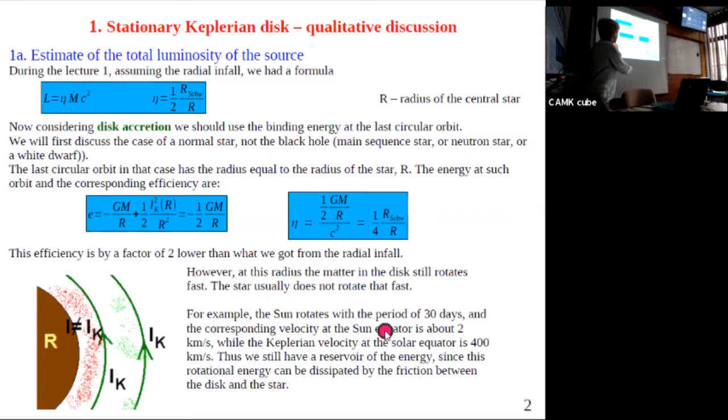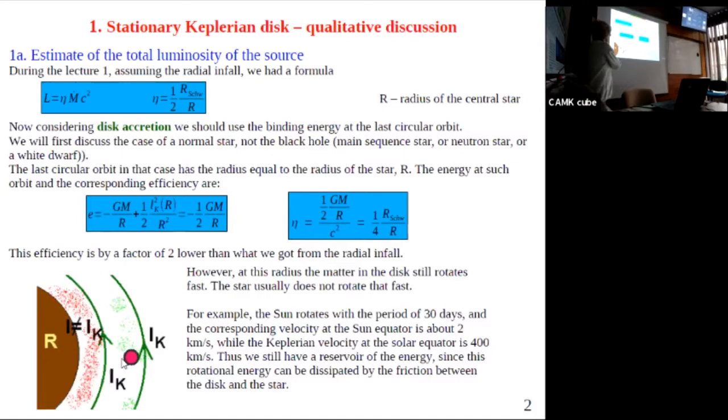For the case of the Sun, if I did not make a mistake, then the velocity at the equator is of order of 2 kilometers per second, linear velocity, right? But if you calculate the Keplerian velocity there, and if you imagine that some accretion disk would approach the Sun, then this Keplerian velocity would be 400 kilometers per second, a huge difference. So in most cases, you can consider that the star is actually at rest.